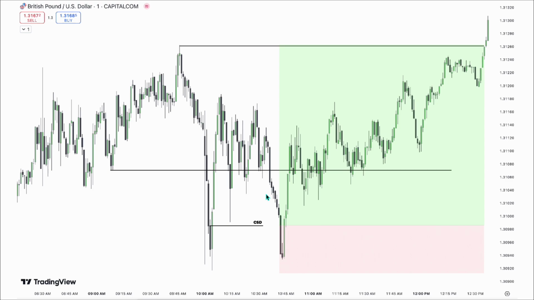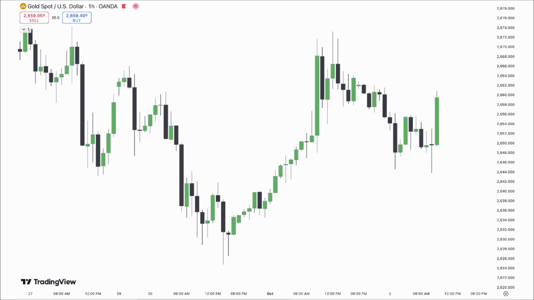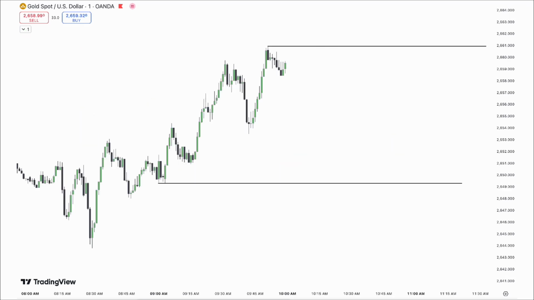So we move on to our final and last example. We are on the gold hourly chart. The 9 a.m. candle has already closed, so we mark out the high and low of that candle. Here we have marked the high and low. So let's drop down to the lower time frame, 1 minute chart, to look for our trade setup.